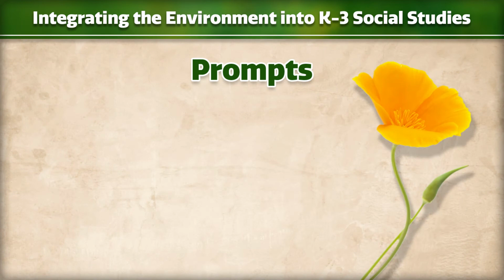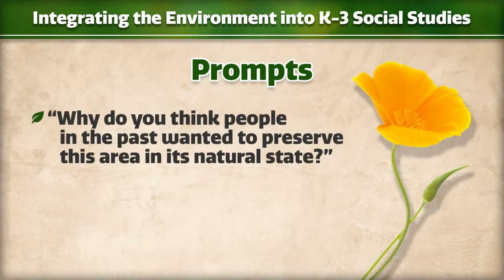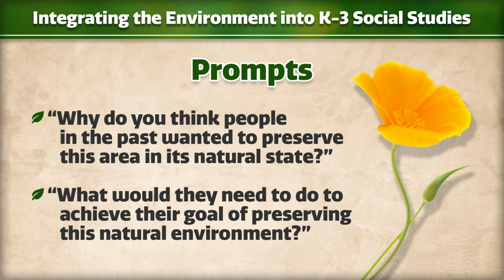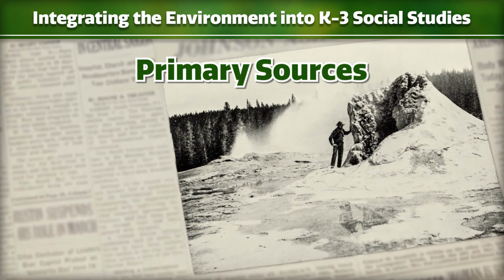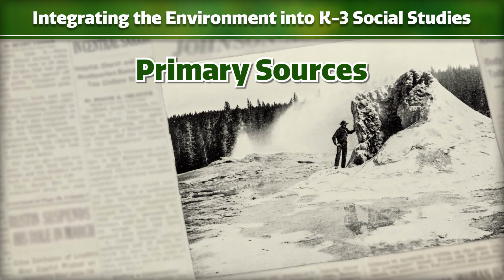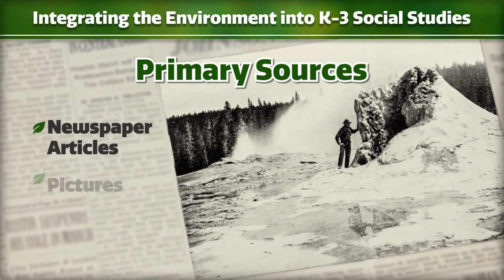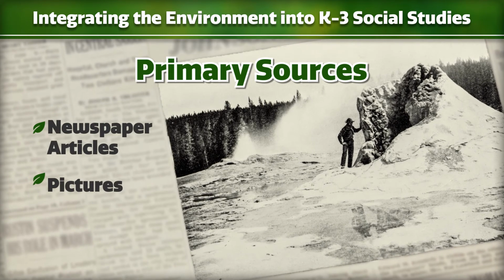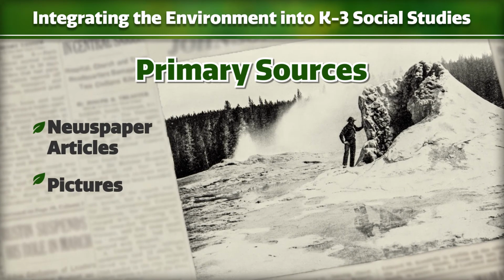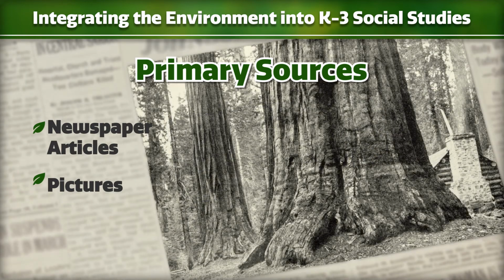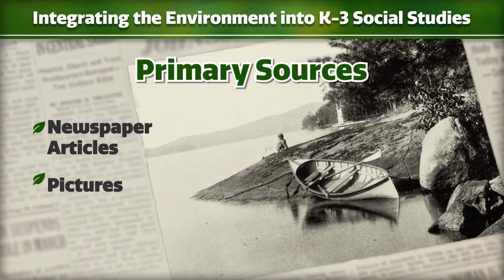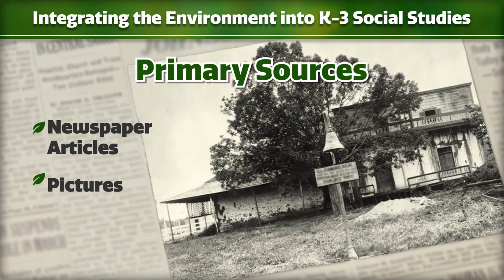You can continue to prompt student learning with questions like, why do you think people in the past wanted to preserve this area in its natural state? And what would they need to do to achieve their goal of preserving this natural environment? Once students have worked through some of these questions, you can provide them with primary sources, such as newspaper articles or pictures. For example, you can examine historical photos, such as images from Redwood National and State Parks, Heather Lake in El Dorado County, or Pio Pico State Park in Los Angeles County, to evaluate how well these areas have been preserved.